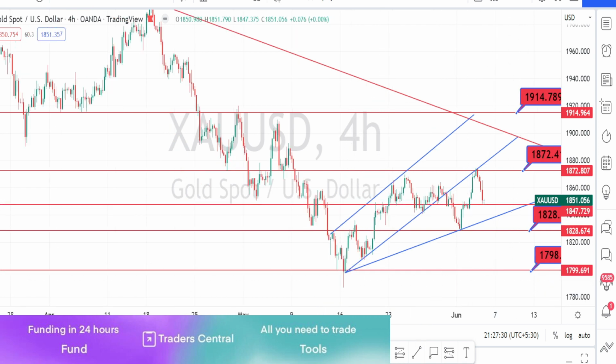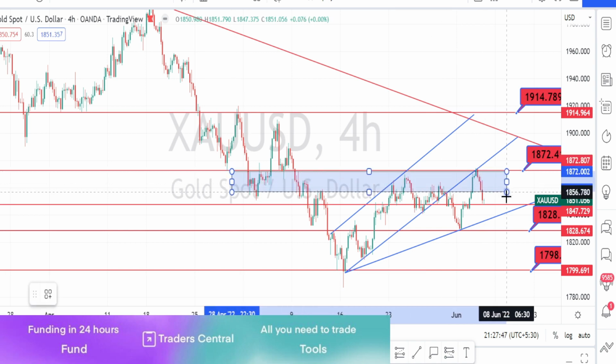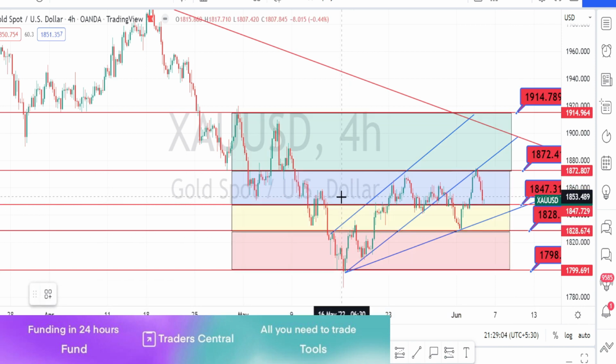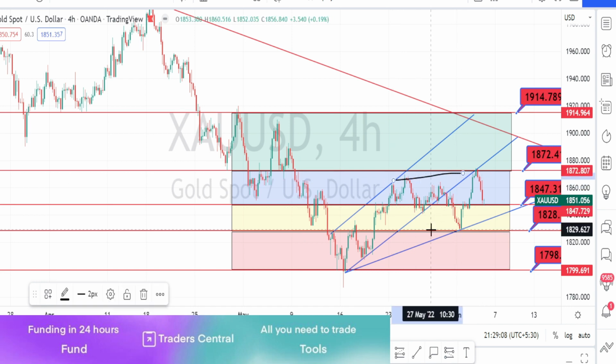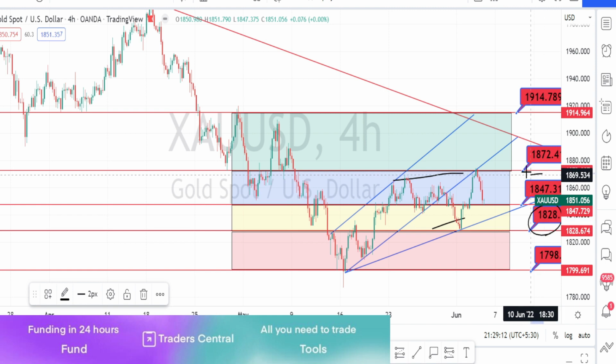So currently when we notice the price action, I am dividing the price action into different zones over here by drawing a rectangle pattern. So currently when we notice the price action, it is trading sideways between this support level of 1828 and the resistance level of 1872. In between we have a very strong support level of 1847.